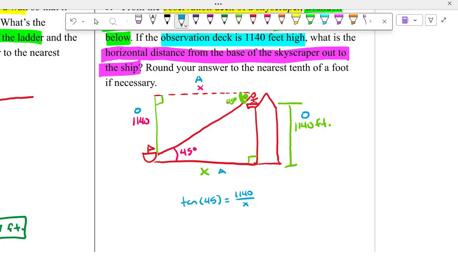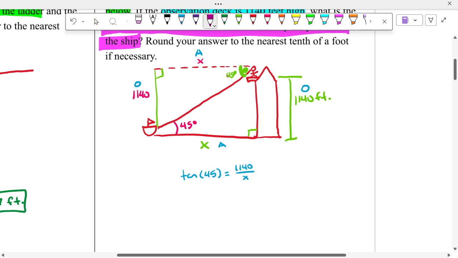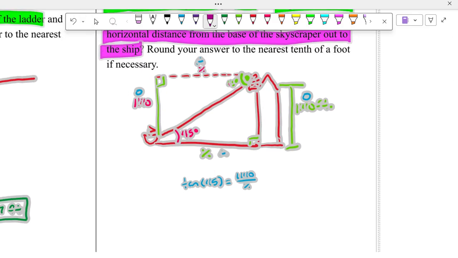You're trying to find the distance from the boat to the skyscraper. Yeah, that's what we're finding. But if you were to mark it on the other side to make two triangles, they would be the same height. All right, so how do I solve? So switch the x and the tangent.